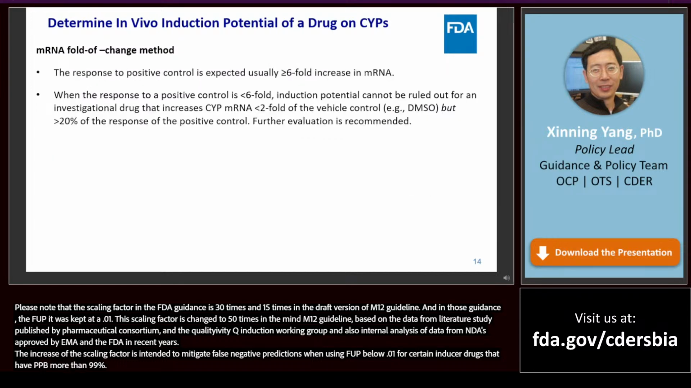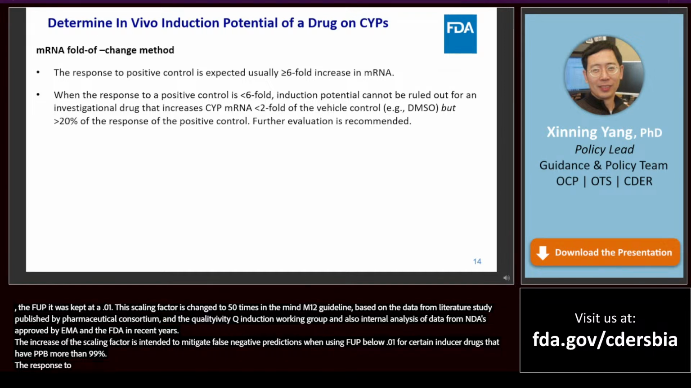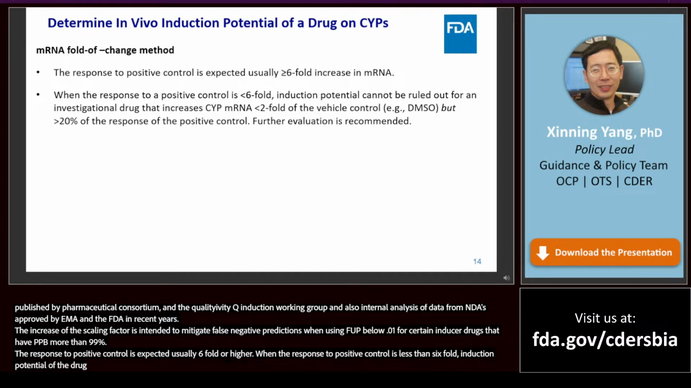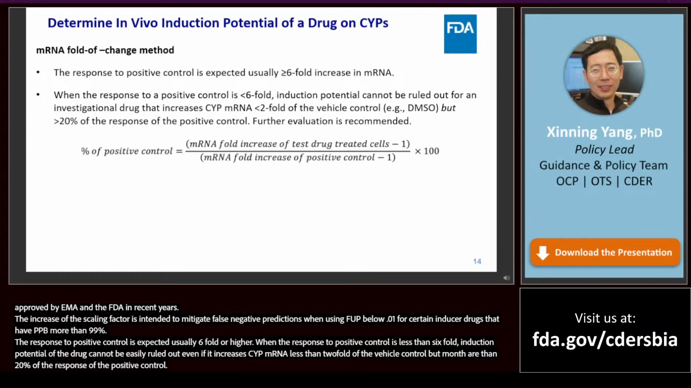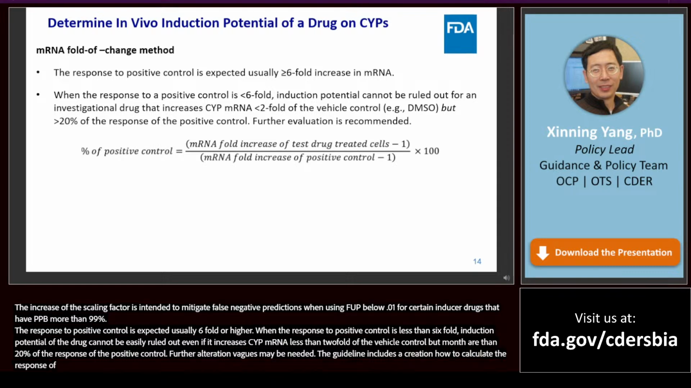The response to positive control is usually expected to be sixfold or higher. When the response to a positive control is less than sixfold, induction potential of an investigational drug cannot be easily ruled out, even if it increases the CYP mRNA less than twofold of vehicle control, but more than 20% relative to the positive control. In such situations, further evaluation is needed. And the guideline includes an equation on how to calculate the response relative to the positive control for a tested drug.